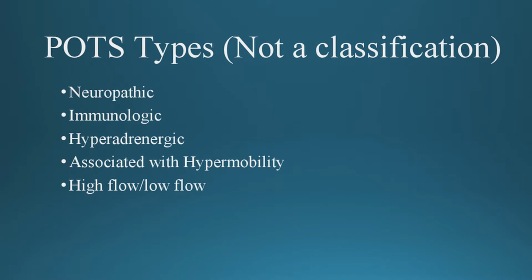Hyperadrenergic POTS was used for a while, meaning that the norepinephrine levels rise a lot. We do see patients that way. Is that actually a subgroup? We don't know. Associated with hypermobility, the theory there would be that you have venous distensibility as well, because the same elastic tissue that makes your joints makes your veins, and so the veins don't recoil properly when you stand up, so you have POTS.